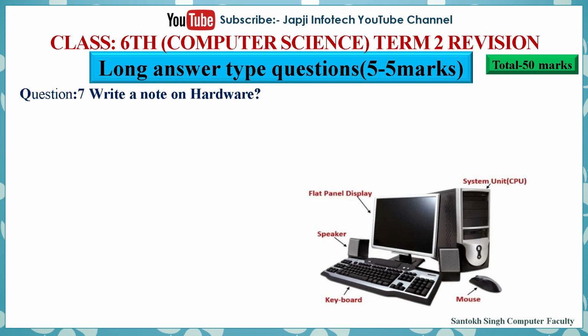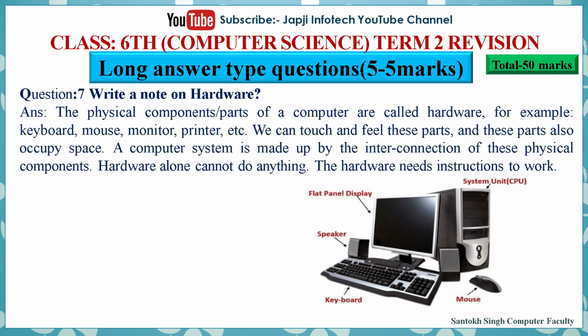And the seventh one is, write a short note on hardware. The physical components or parts of a computer are called hardware. For example, keyboard, mouse, monitor, printer, etc. We can touch and feel these parts, and these parts also occupy space. A computer system is made up by the interconnection of these physical components.